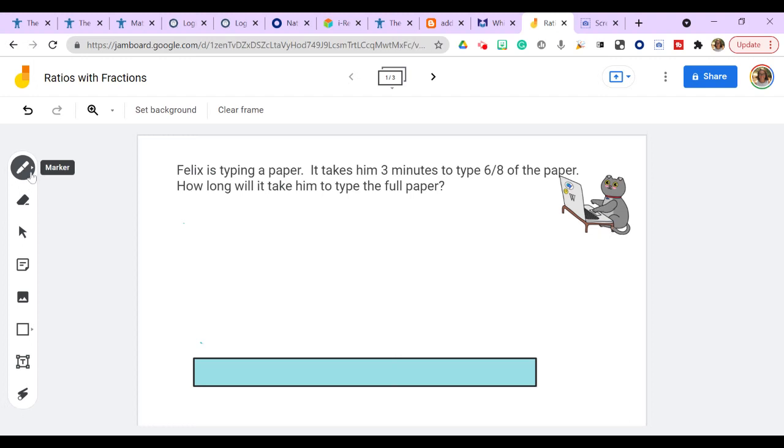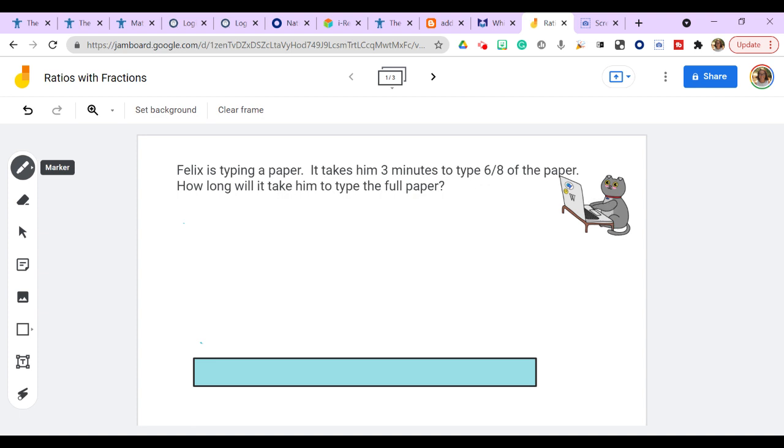So I'm going to be helping you with some problems involving ratios with fractions. And these problems will help us identify the unit rate, which is how much for one. So when we work through these problems, we want to think about what is the unit rate that we're looking for. Our first problem is about Felix the cat.